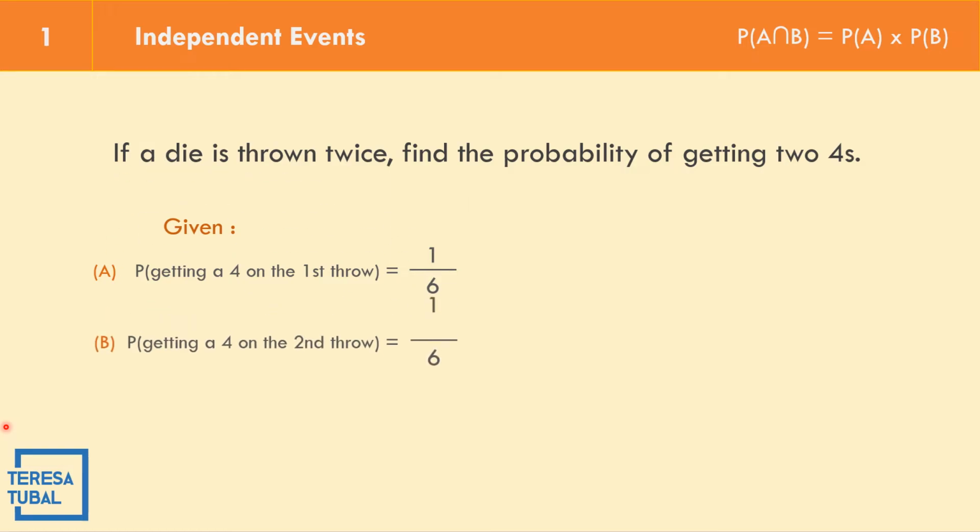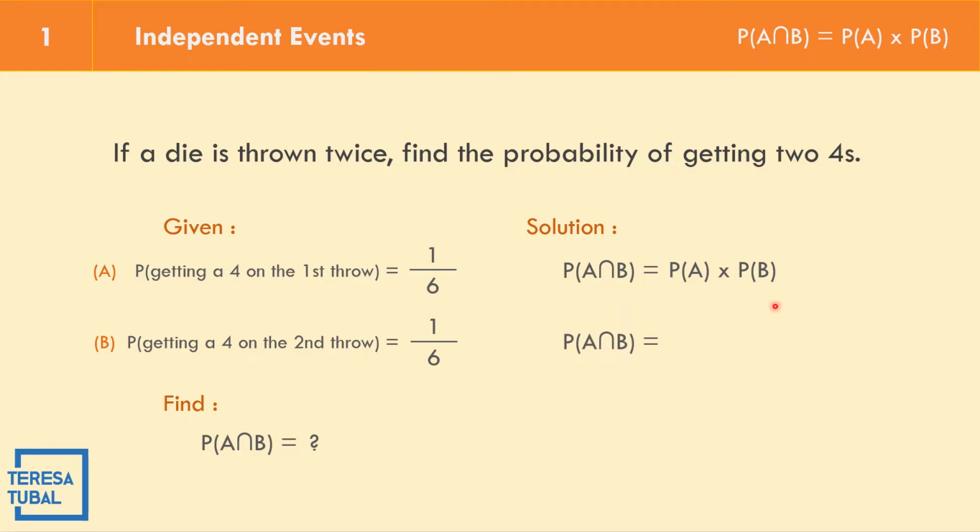How about the event B? The probability of getting 4 on the second throw. So that is 1 out of 6 because in a die, that is 1, 2, 3, 4, 5, and 6. We need to identify now the probability of getting 2 fours. So let us get the probability of A intersection of B. The formula is probability of A intersection of B, which is equal to probability of A times the probability of B.